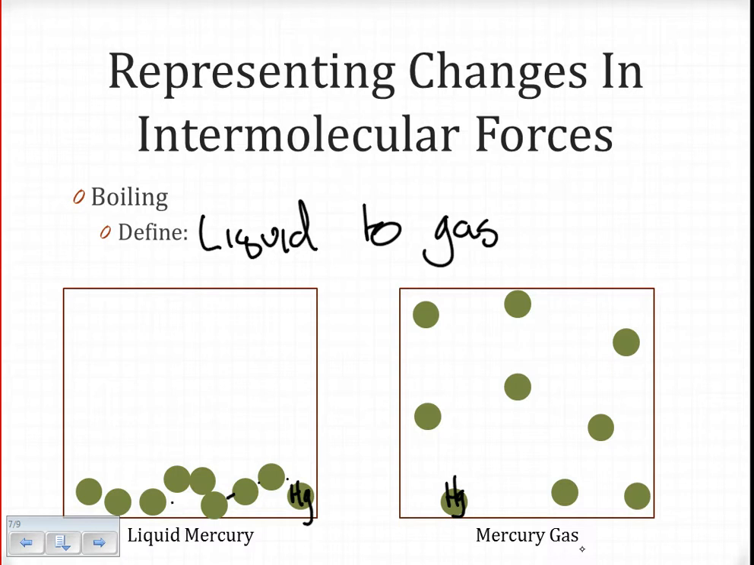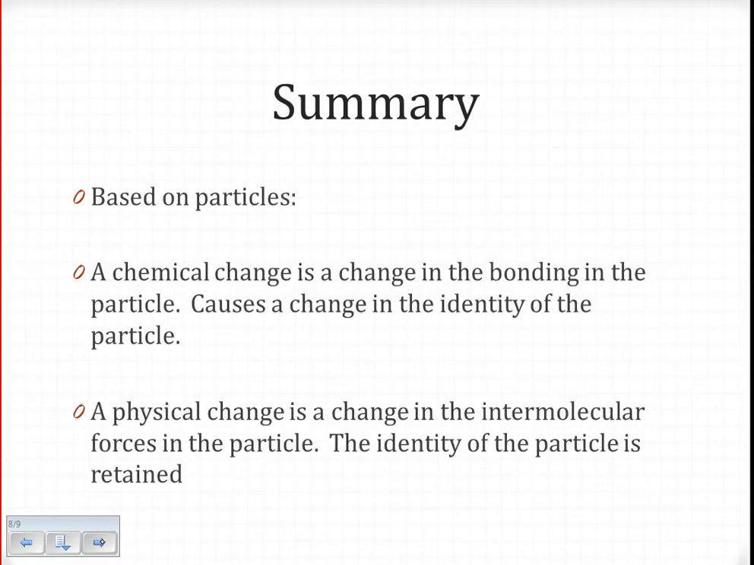A chemical change is a change in the bonding. A physical change is a change in the intermolecular forces. Okay, so everything is based on particles. If you're changing the structure of the particles, then you have a chemical change. So the question that I always like to ask is, is this the same thing from when you start to when you end?